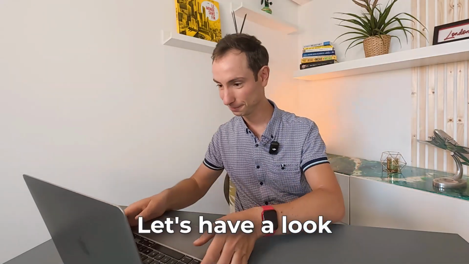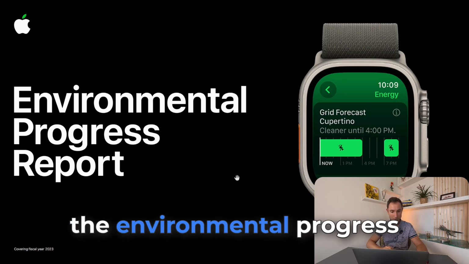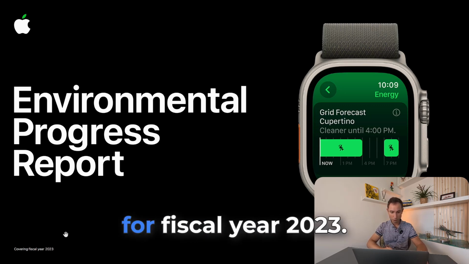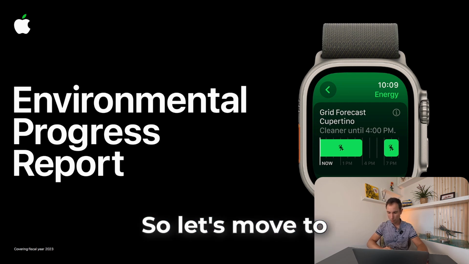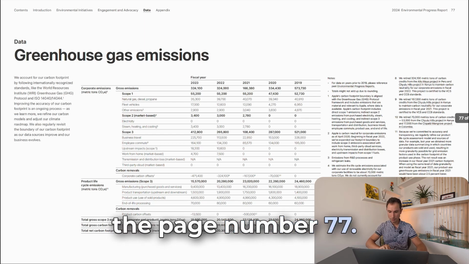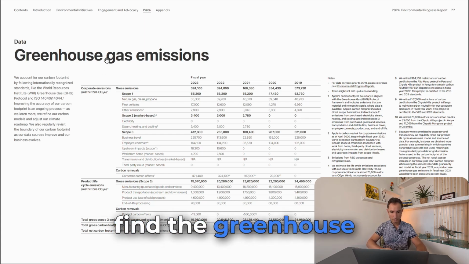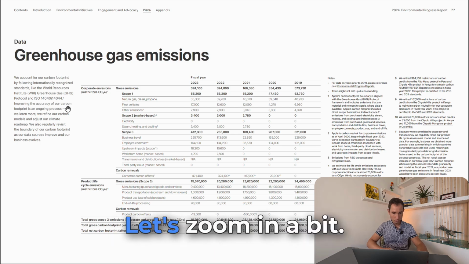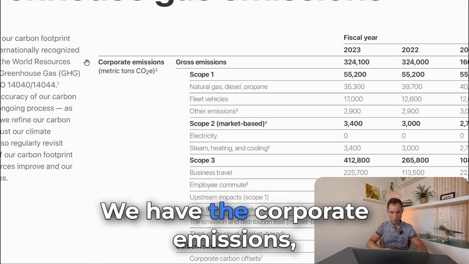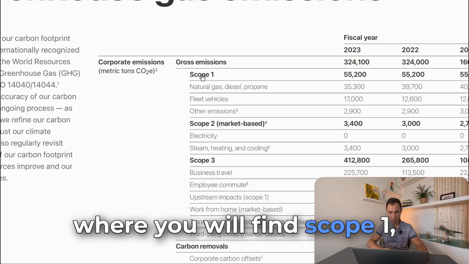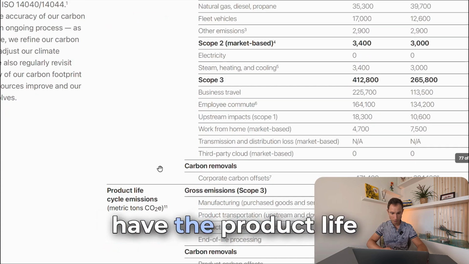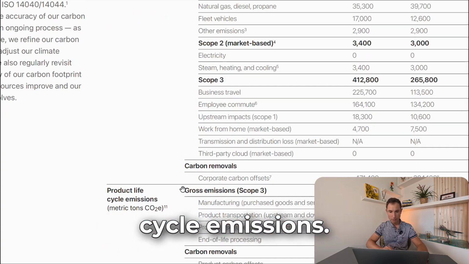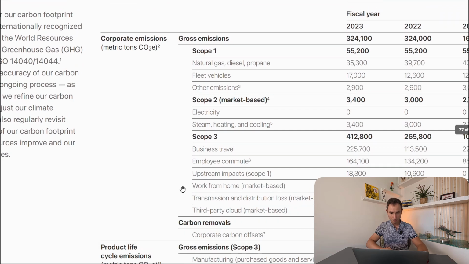Let's have a look. All right, here is the environmental progress report of Apple for fiscal year 2023. Let's move to page number 77. This is where you will find the greenhouse gas emission report. Let's zoom in a bit. First, we have the corporate emissions, where you will find Scope 1, Scope 2, and Scope 3. When we go down, we have the product life cycle emissions. Let's review line by line.